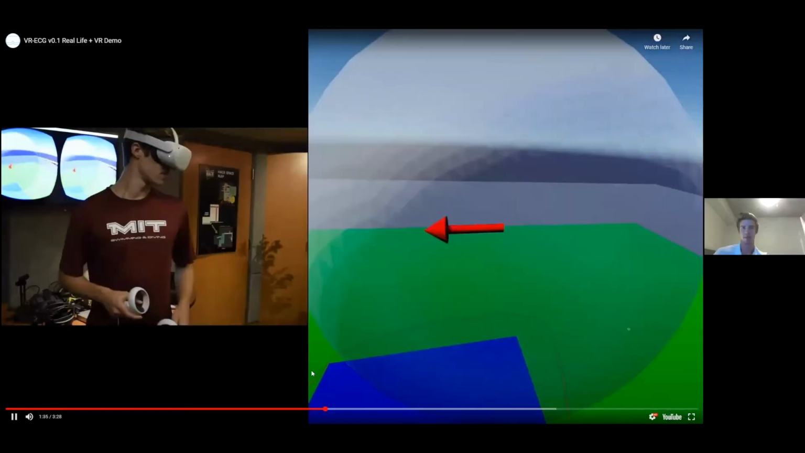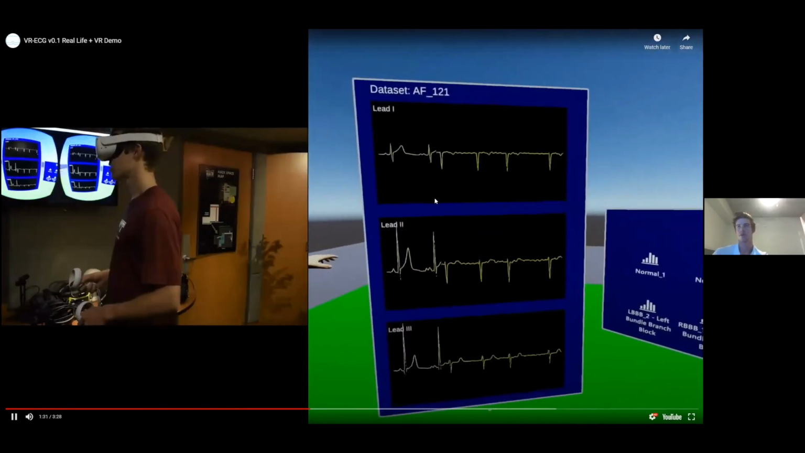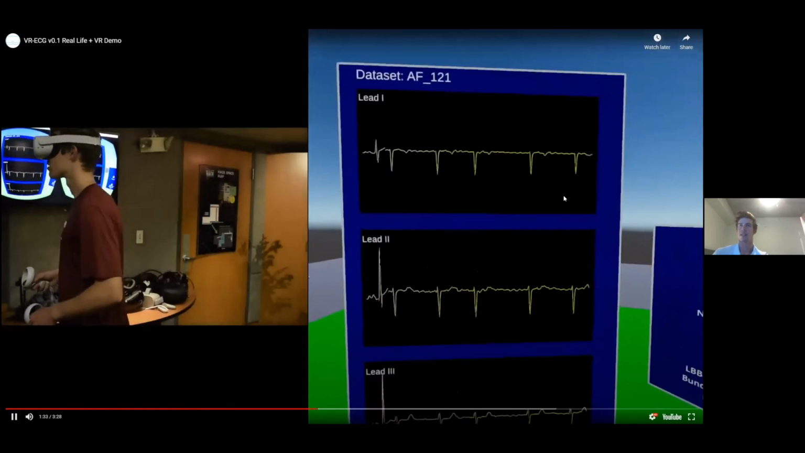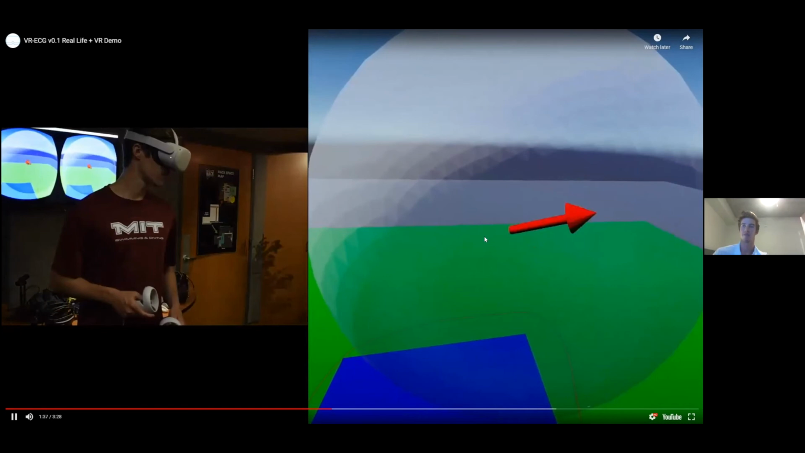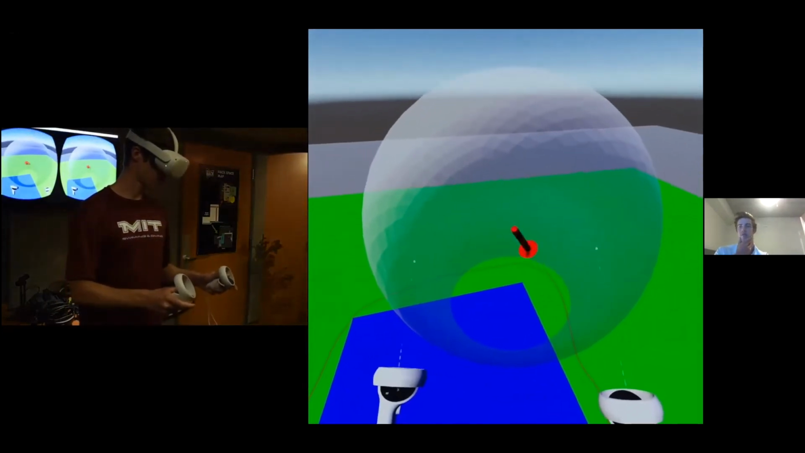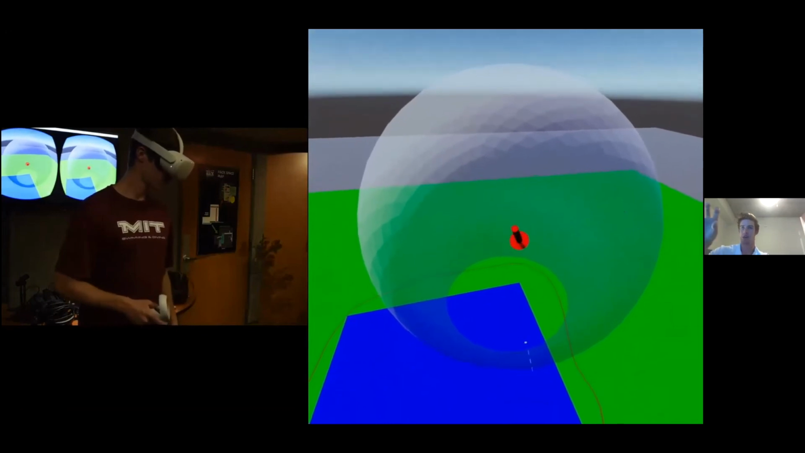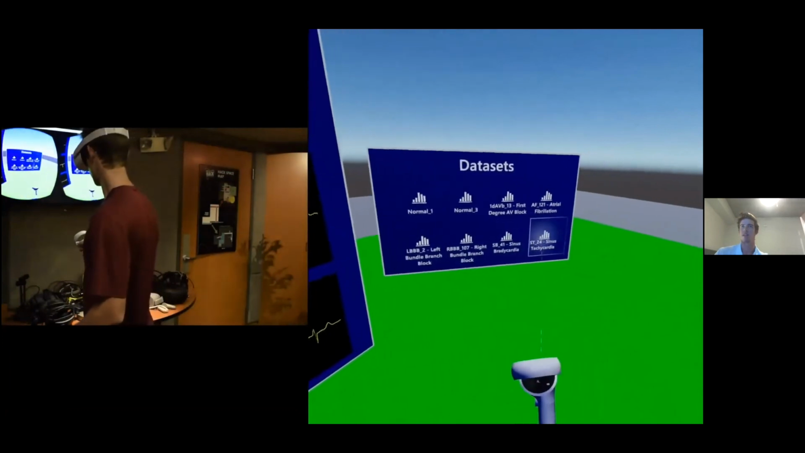Yeah, so let me back up a minute. Here I switched to a disease data set. This is actually atrial fibrillation. So you can see the depolarization vector of the heart that's visualized is starting to look pretty different, and it's moving around a bunch in this one corner. And of course the graphs look very different.